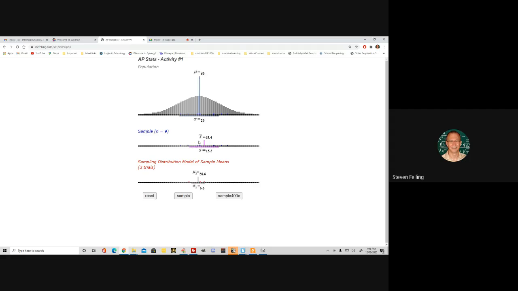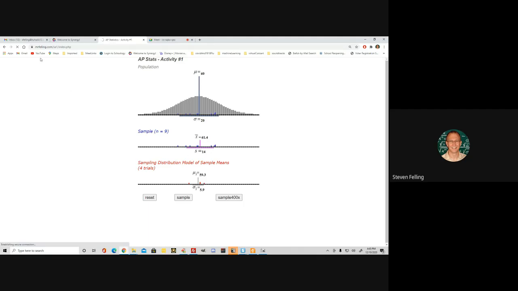It's going to have its own mean, and it's going to add another red dot on here. So you can press that a few more times just to convince yourself of what's going on here. Okay. So what we really want to do is take a whole bunch of samples. Basically, the sampling distribution model down here is supposed to be the picture of every possible sample that you could take of sample size n.